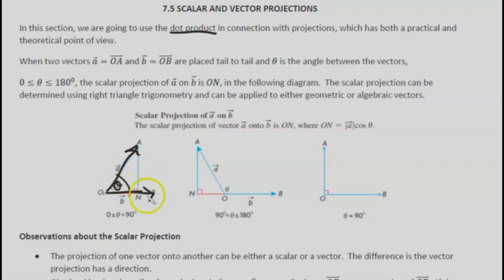As a recap, we would have to use the parallelogram or the triangle in order to solve for the resultant, but that's not what we're doing here. What we're going to look at is the projection of A onto B. As long as the angle between vector A and vector B is 180 degrees or less, the scalar projection of A onto B is ON.